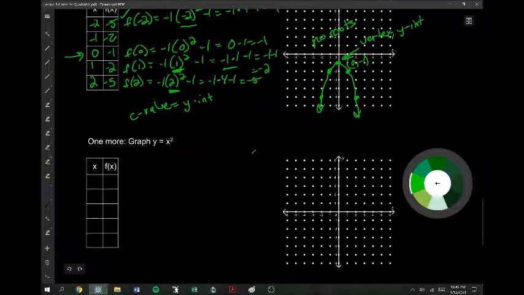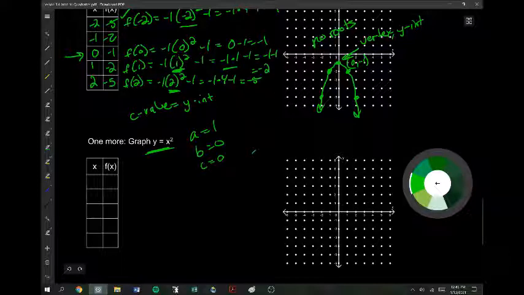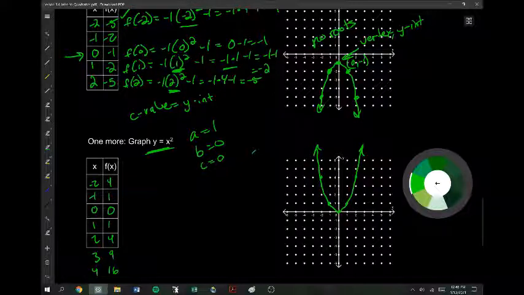Okay, last one. This is the very basic, simple one, right? For this one, a is 1, b is 0, c is 0. All we're doing is y equals x squared. We're just squaring whatever x is to get y. I plug in negative 2, negative 1, 0, 1, 2. 0 squared is 0, 1 squared is 1, 2 squared is 4. I could even do 3 squared is 9, and 4 squared is 16. Negative 1 squared is 1, negative 2 squared is 4. This is the basic parent function of your parabola. Graphs like this. It has a vertex and a root and a y-intercept all at the point 0, 0.